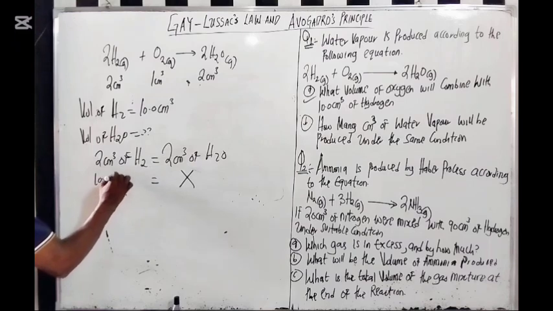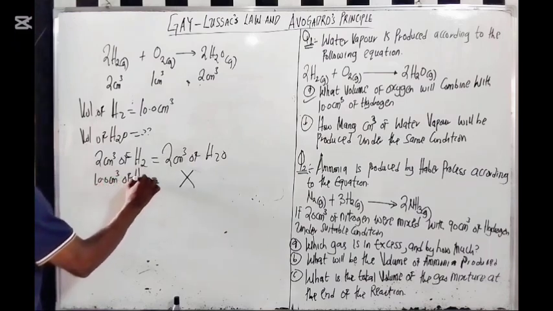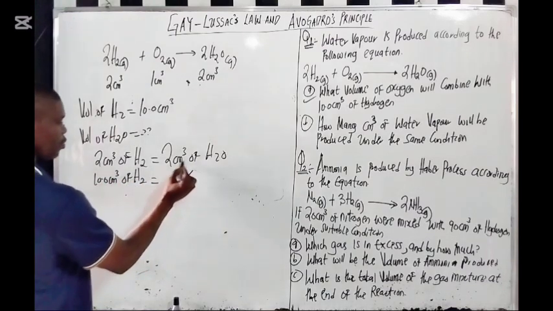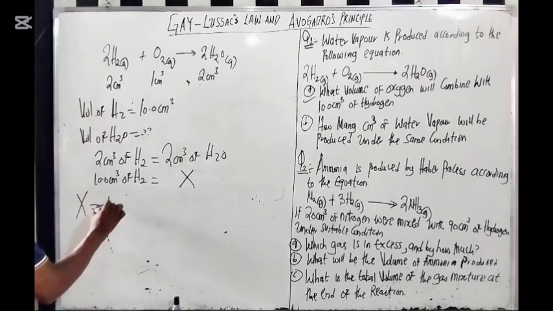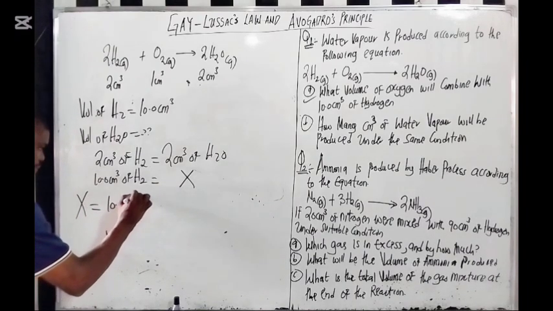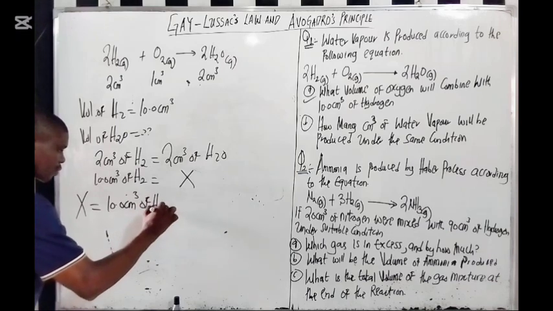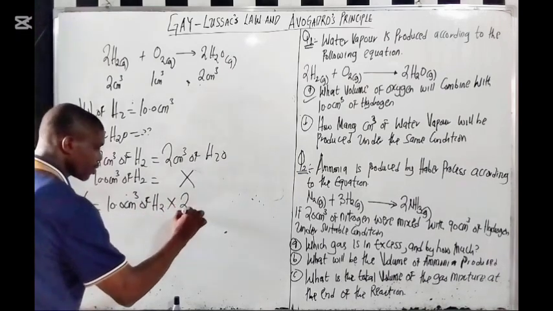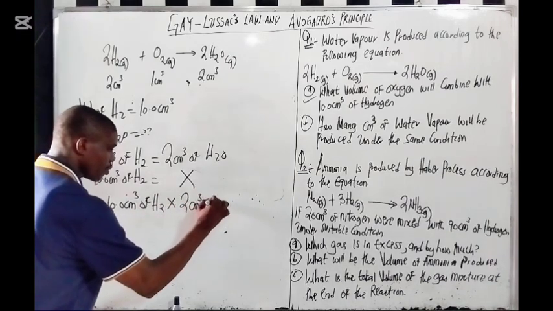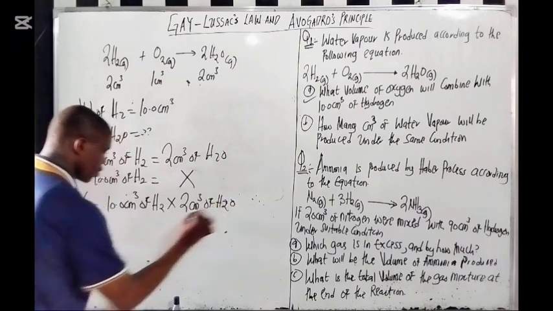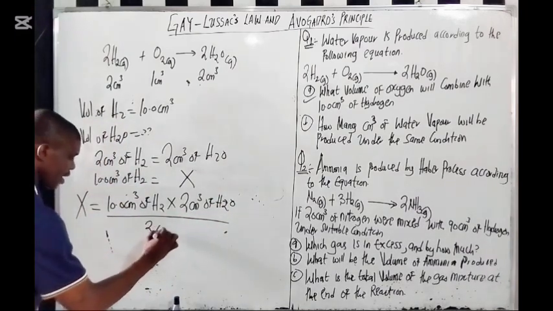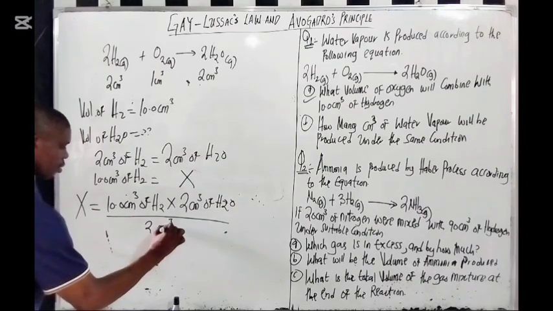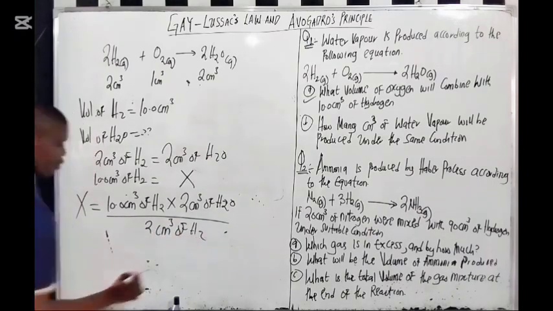10.0 cm³ of what? Of H2. So what I want to do here is make X the subject of the formula. X equals 10.0 cm³ of H2, equals 2 cm³ of H2O over 2 cm³ of H2. What happened here?